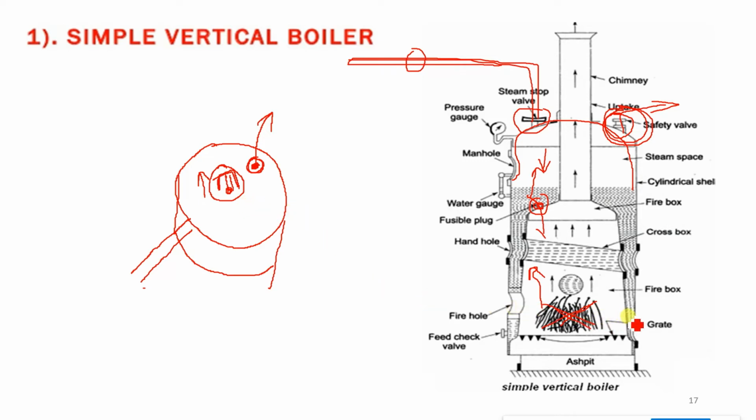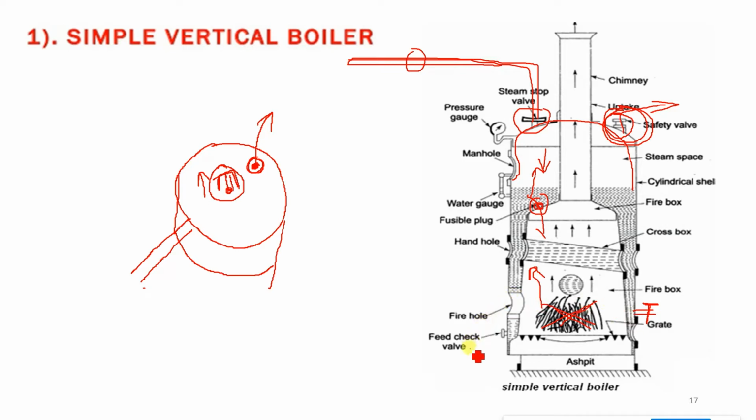Now one more accessory is there, but it is not mentioned here. That is the blow off cock. Blow off cock is also a simple tap which is required and which is operated after every 5 to 6 hours for removing the impurities, dust and sand in the boiler.